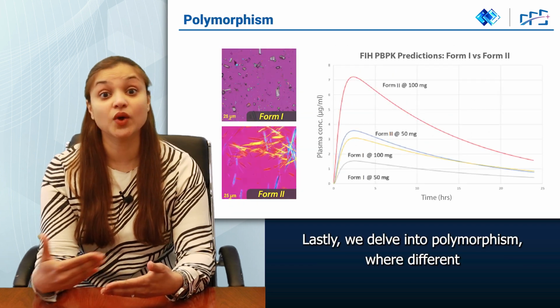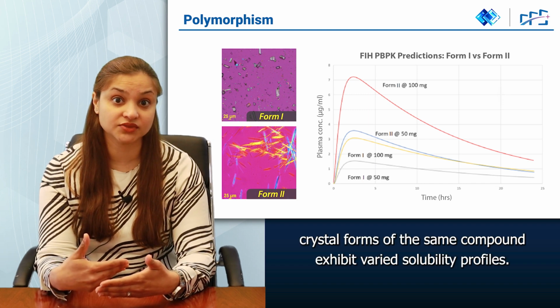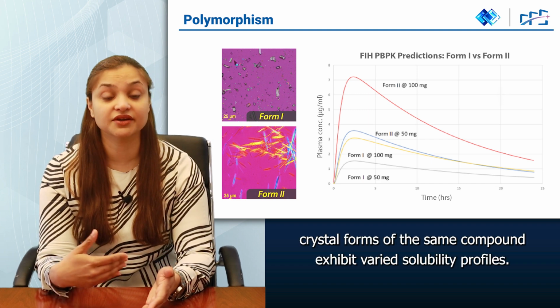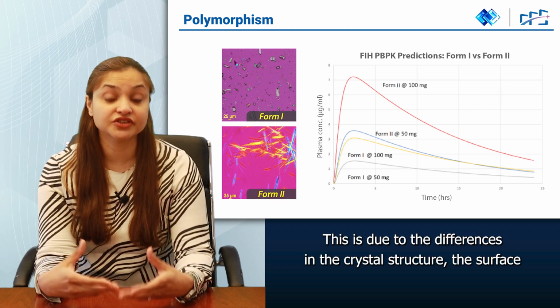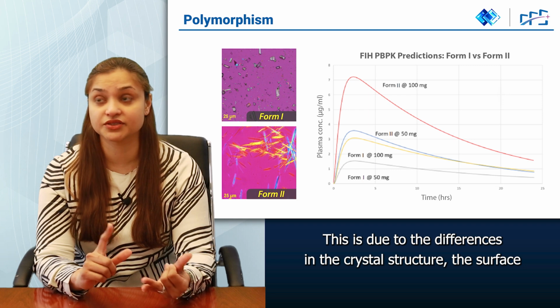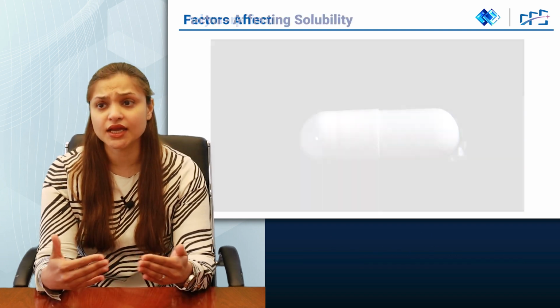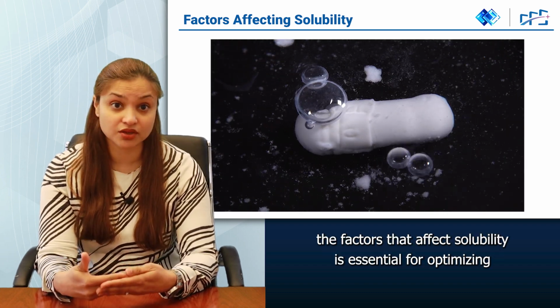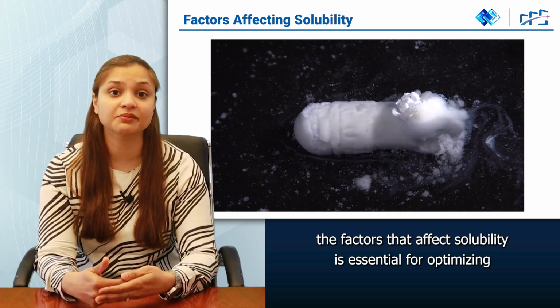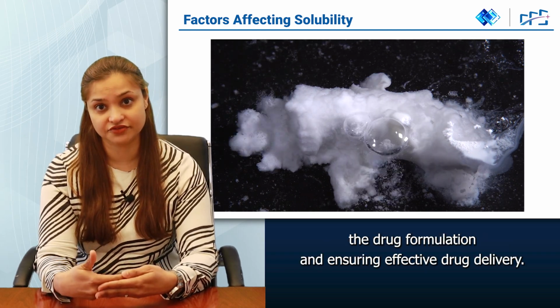Lastly, we delve into polymorphism, where different crystal forms of the same compound exhibit varied solubility profiles. This is due to the differences in the crystal structure, the surface properties, and interaction with the solvent. In conclusion, understanding the factors that affect solubility is essential for optimizing the drug formulation and ensuring effective drug delivery.